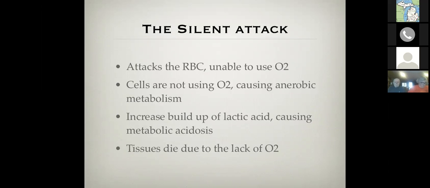So ultimately, with CO, cyanide is a silent attack. Ultimately, it's attacking the red blood cells, so the body's unable to use oxygen. When we break this down further pathophysiologically, the cells are not using oxygen, which is causing anaerobic metabolism. Due to that anaerobic metabolism, there's going to be an increased buildup of lactic acid, which is going to cause metabolic acidosis. In return, it's ultimately going to be killing our tissues because of the lack of oxygen.